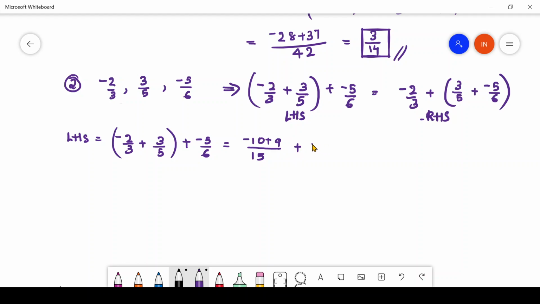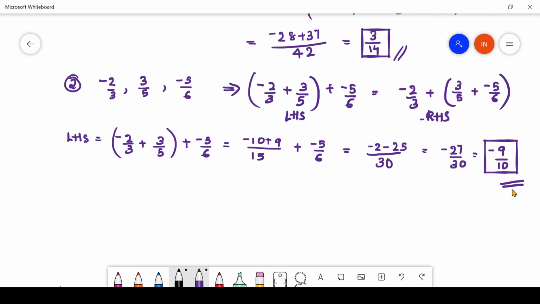And we have negative 5 by 6 as well. So you can see here we have to take the LCM of 15 and 6 for the next step. That is 30, and after solving all this you will get the numerator as negative 2 minus 25. That is equal to negative 27 by 30, and the final answer you will get is negative 9 by 10. So this is the answer we got.